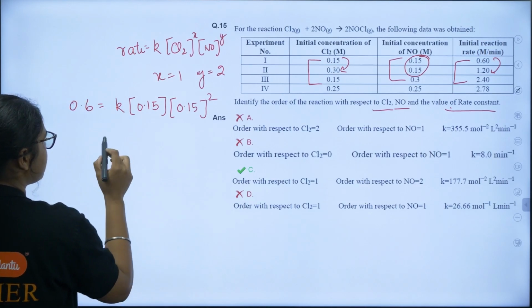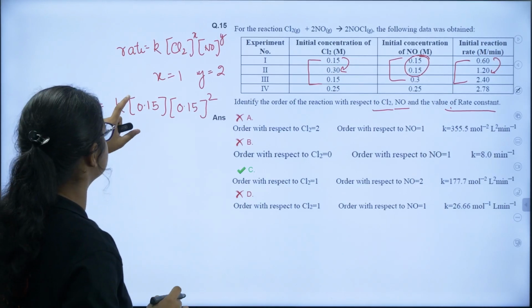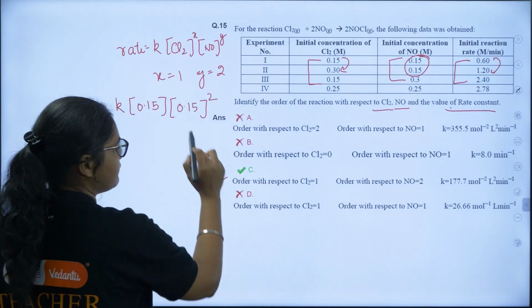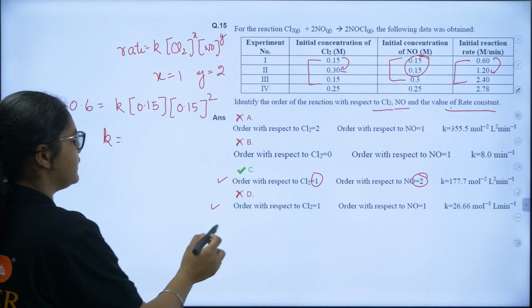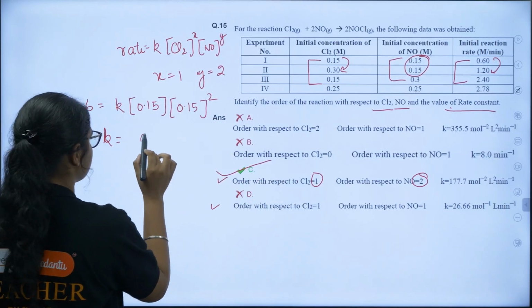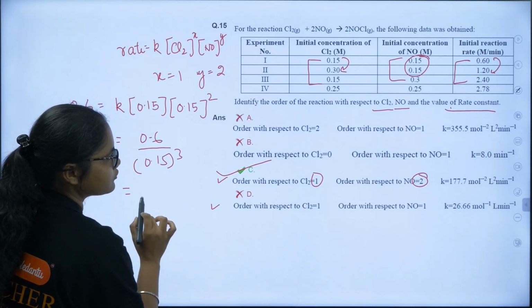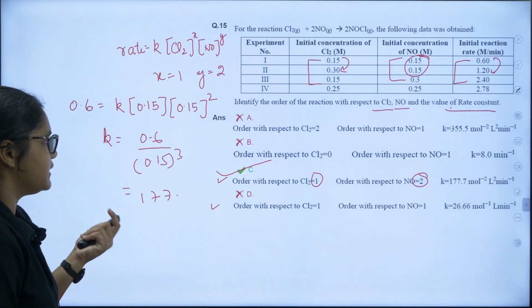Okay, so now I have to just solve it for K. We can first check: X, the order for Cl2, is equal to 1 in these two options, and Y equal to 2 we have only in this option. So you need not calculate the K value also. Directly you can say the correct answer is option number C. But again, if you want to calculate, it will be 0.6 by 0.15 whole cube. If you solve this one, we'll get around 177. Okay, so that is a very easy question.